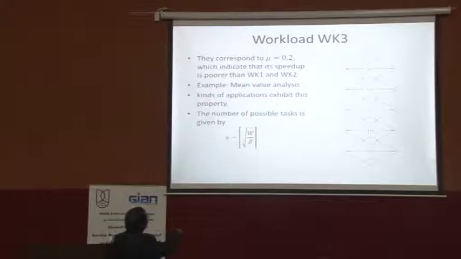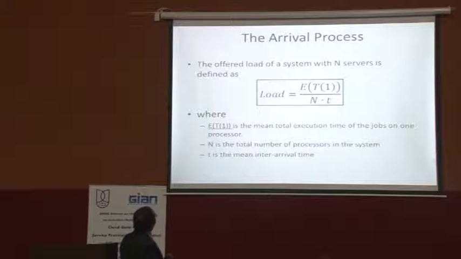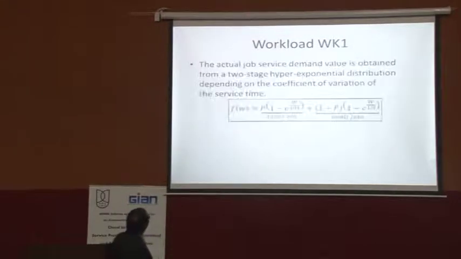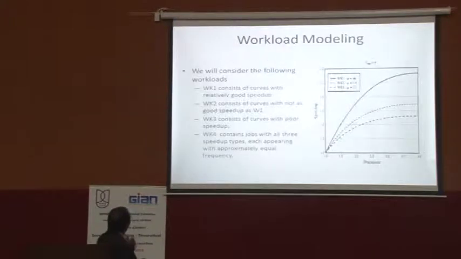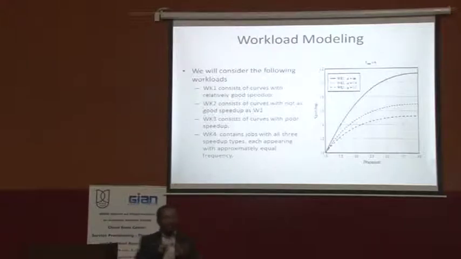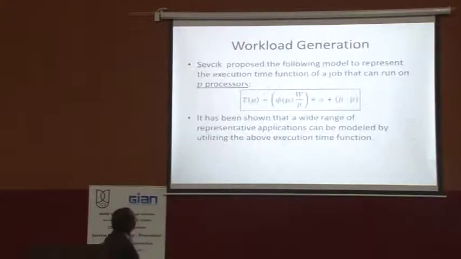The third one, which is very difficult, has bad scalability, 0.2. Okay? Now, the fourth one, which I mentioned here, is a combination of these three. You can combine them by simply changing the 4 parameters I showed you. Just change 1, 2, 3, and you get a combination of these jobs. Okay?